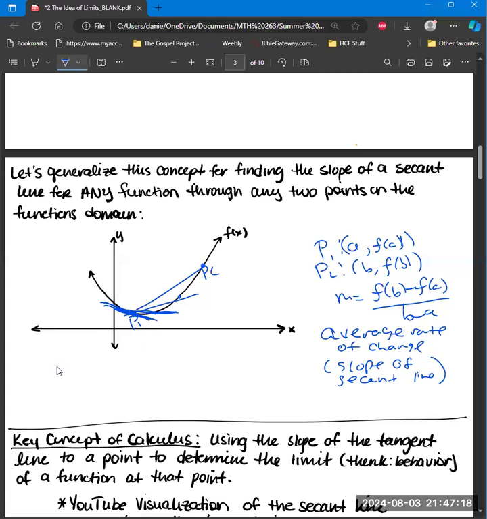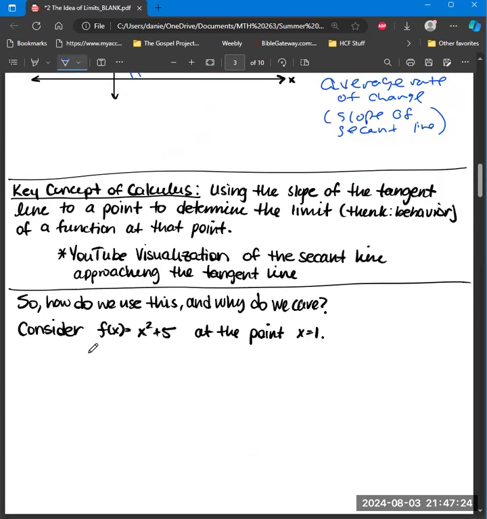If we move P2 closer and closer to P1, the slope of our secant line is going to get closer and closer to the slope of our tangent line. So using the slope of the tangent line at a point to determine the limit of a function at that point, they're going to have the same behavior locally at that point.